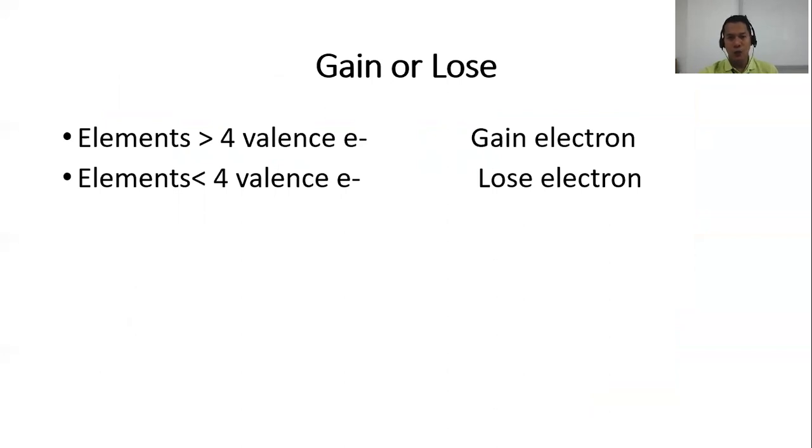I will be using gain or lose. If the elements will lose or gain, here's the rule. Rule number 1: elements with greater than 4 valence electrons will gain. Take note of this. Greater than 4 valence electrons will gain. If it is less than 4, it will lose electrons. Simple as that. It will gain if it is greater, and lose if it is less than 4. What's going to happen if it is 4? Don't worry about that.